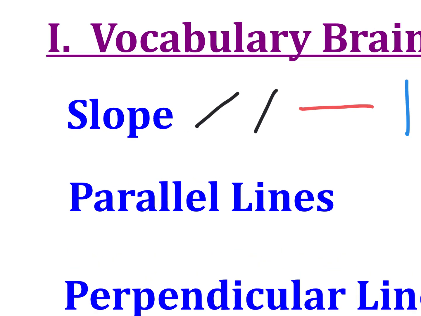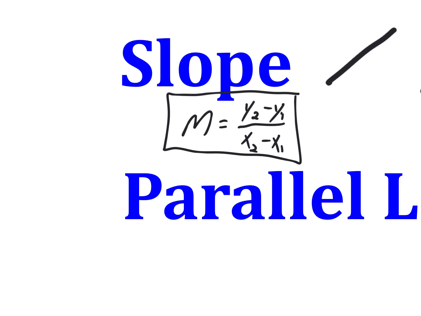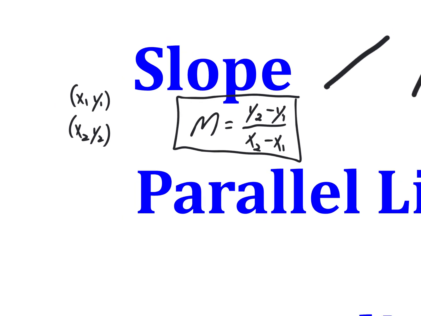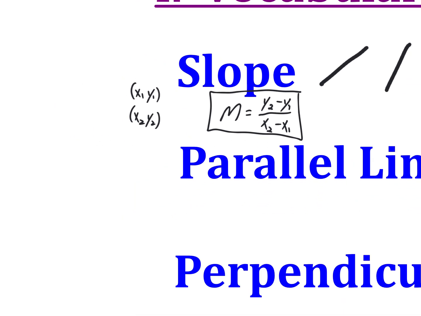There's a formula to calculate slope, and that formula is as follows. M, for slope, equals the change in y, so y2 minus y1, over the change in x, x2 minus x1. Anytime you have 2 points, an x1 and a y1, and an x2 and a y2, you can plug in the coordinates to figure out the slope of the line between those 2 points. We will be seeing some examples using that slope formula, so sit tight.